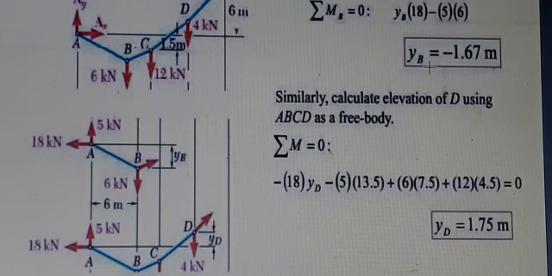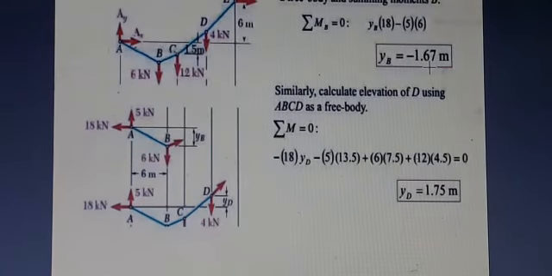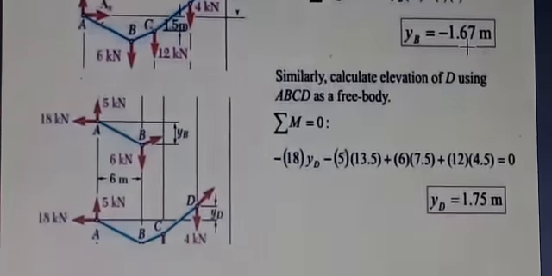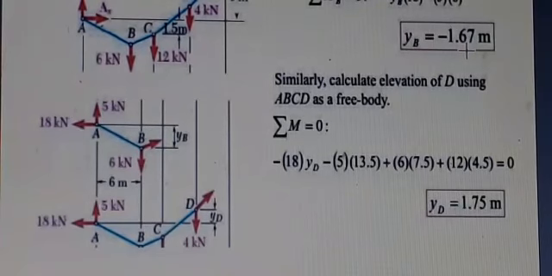Same for the sag at point D. You have to cut the cable at point D, consider the left hand side portion of D, and apply the conditions of equilibrium, that is, moment about point D is equal to 0. You will get the value of the sag at D, that is YD is equal to 1.75 meter.